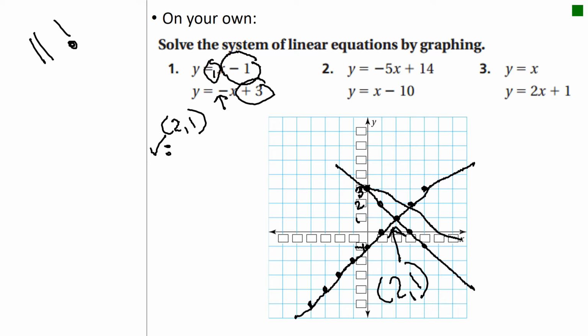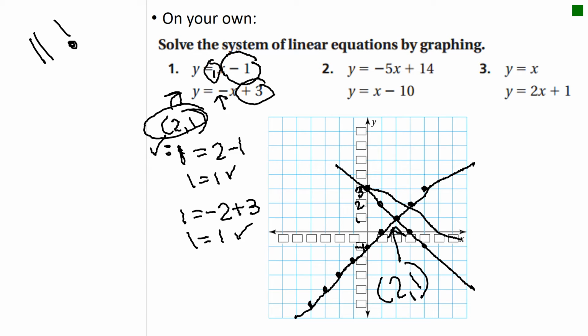It's negative, so y equals 1 equals 2 minus 1. Does 1 equal 1? Yes. All right. 1 equals negative 2 plus 3. Does 1 equal 1? Yes. Good. So the solution to number 1 is 2, 1.